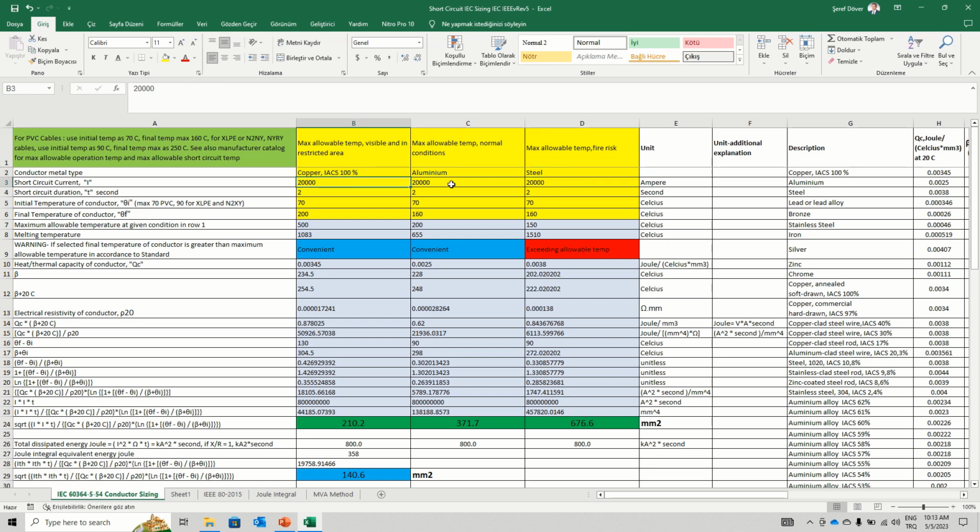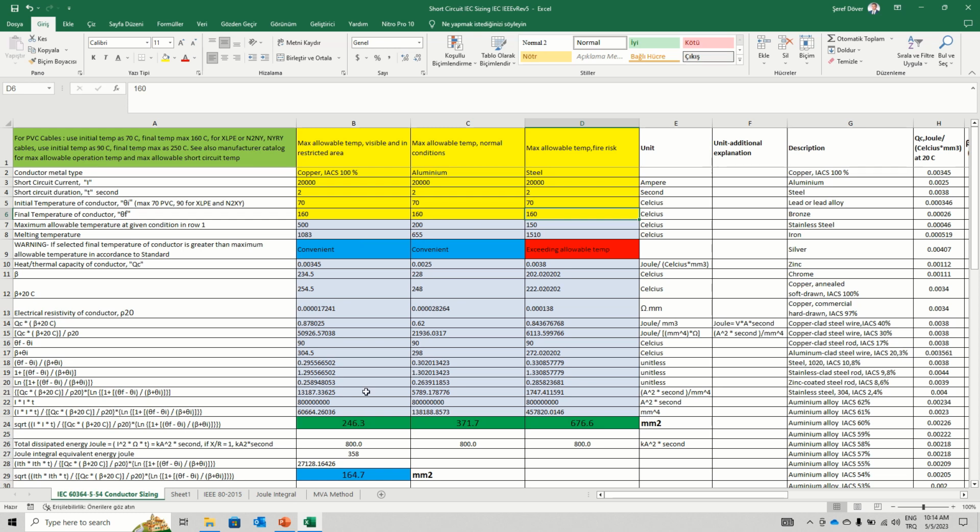Okay, all of them are 20 kiloamps. By the way, we are writing ampere units here, so you will not write 20, you will write 20,000. Short circuit duration, okay, let's adjust it to 2 seconds, 2 seconds, 2 seconds. And initial temperature, suppose that we are using PVC cable, 70, 70, 70. Then for the final temperature, of course, we need to select 160, 160 and 160.